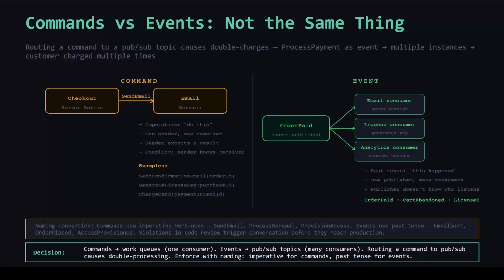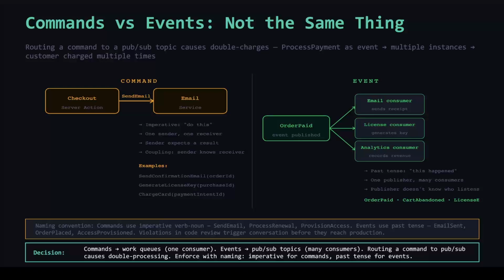A command requests a state change, named in the imperative. Send email, process renewal, provision access. Single intended consumer. Exactly 1 worker should process it. The sender expects a result. The sender knows the receiver. An event records that something happened. Named in the past tense. Order placed, email sent, access provisioned. Many potential consumers, fan out to email, analytics, audit. Immutable. The publisher doesn't know who listens.